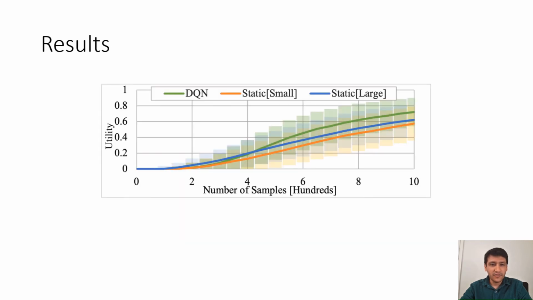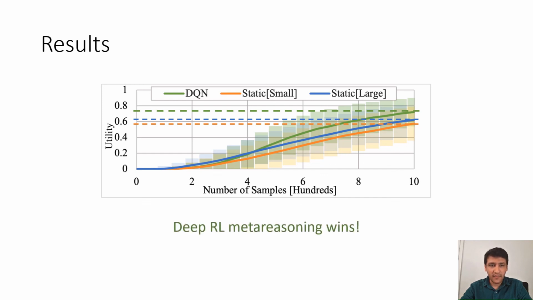This figure shows the utility versus computation time averaged across episodes for three approaches. Vanilla RRT star with a small growth factor, vanilla RRT star with a large static growth factor, and RRT star with adjustable growth factor and focus sampling using deep RL. Our meta-reasoning approach clearly leads to better average utility by the end of the deadline.